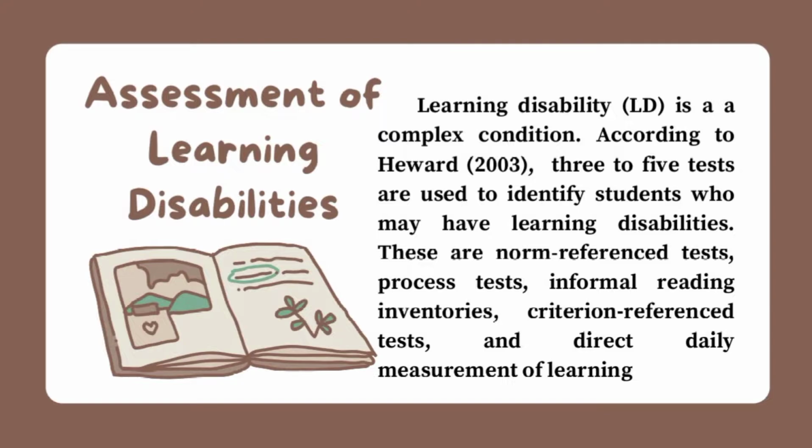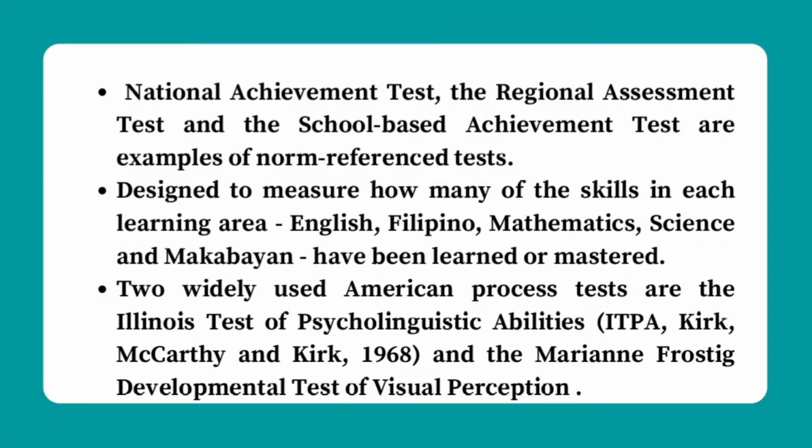According to Hayward 2003, there are 3 to 5 tests used to identify students who may have learning disabilities. These are norm reference tests, process tests, informal reading inventories, criterion reference tests, and direct daily measurement of learning. The National Achievement Test, the Regional Assessment Test, and the School-Based Achievement Test are examples of norm reference tests.